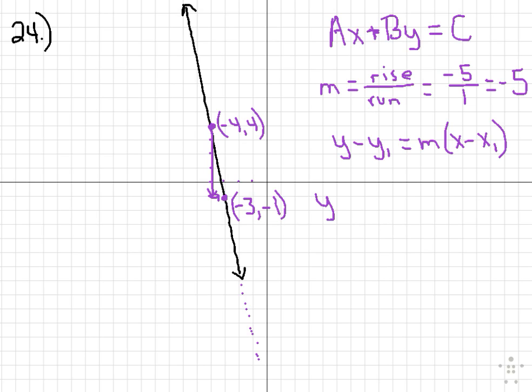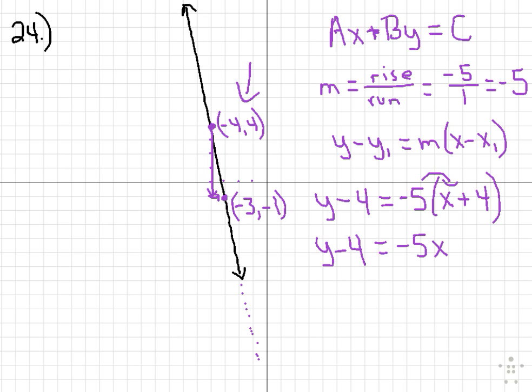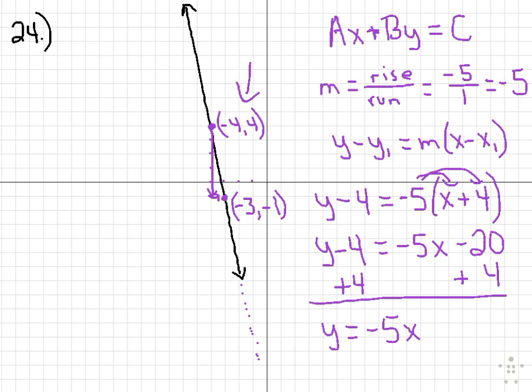Alright, so y minus, and just choose a point, and I'm going to choose this one right here. So y minus 4 is equal to -5 times x minus -4, which is actually +4. So I get y minus 4 is equal to -5x, distribute, minus 20, add 4 to this side, and I get y is equal to negative 5x minus 16.